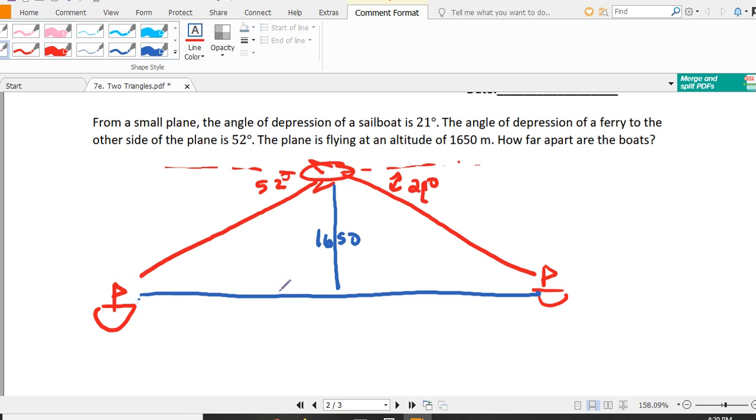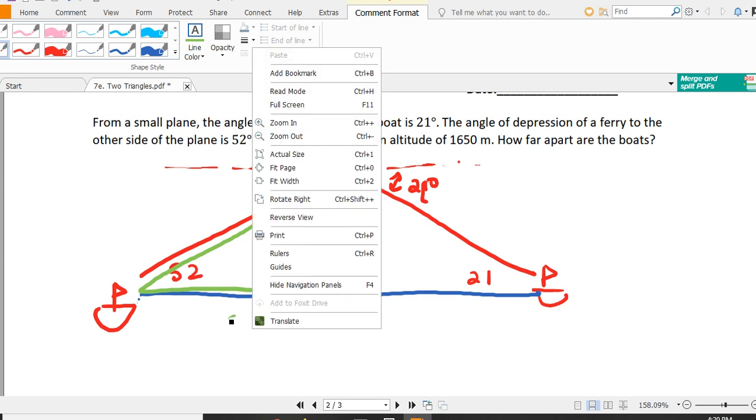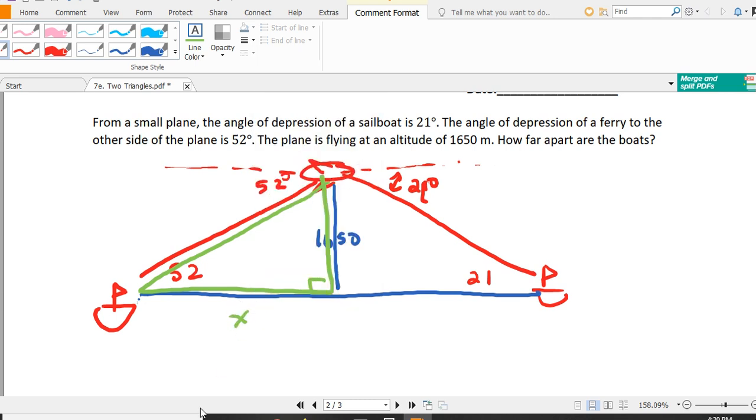So again, Z pattern, which means this is 52. Z pattern, which means this is 21. And what are we asked to find? How far apart are the boats? So what do you need to find? And this one I won't fully solve. I'll let you figure this one out. Here's a triangle. Your job is to find this length. Let's call this x.